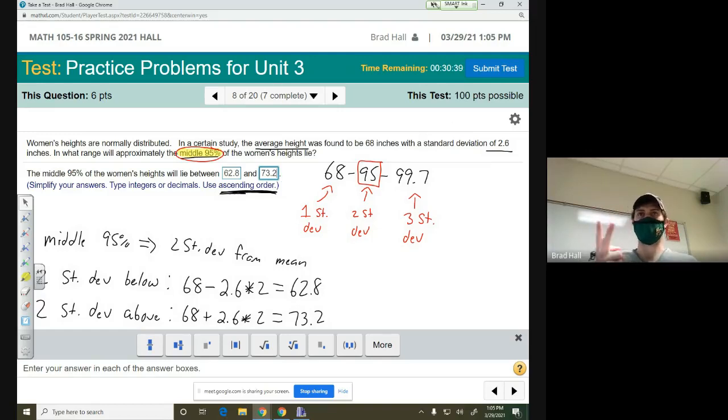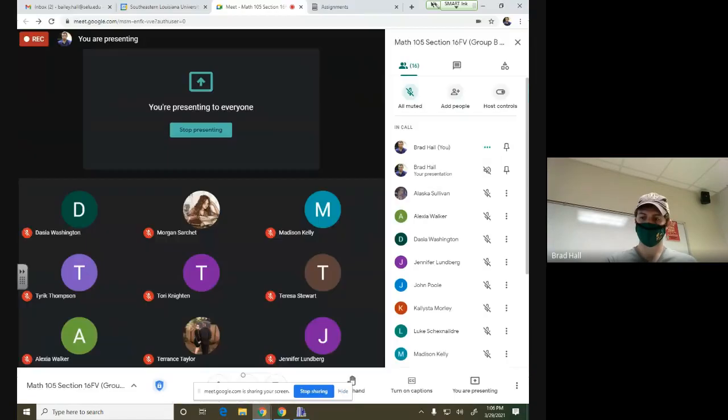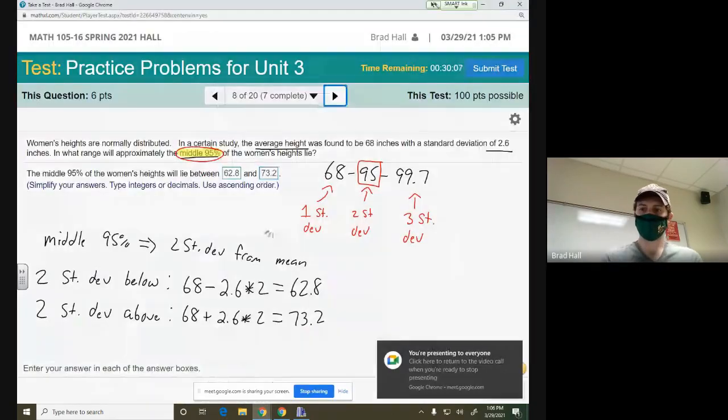Don't switch these two up or it's going to mark the whole problem wrong. And I'm not allowed to give partial credit on this test. So that would be very unfortunate for me to see and not be able to do anything about. Okay. Does anyone have any questions before we move on? Okay. Let's look at the next problem.